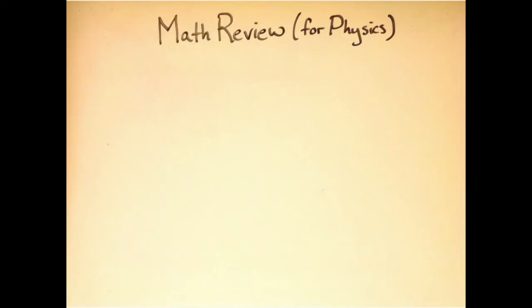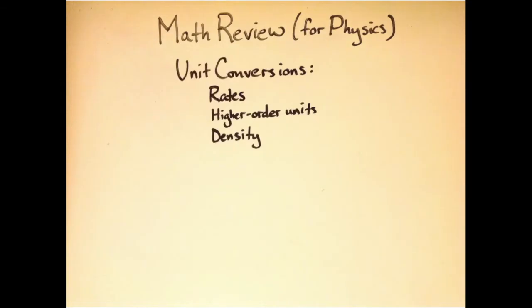Hey guys, we're going to do a little math review for physics since it's probably the beginning of the school year and you've forgotten some of the basic math that you need for doing physics. One area that people frequently have trouble with initially is doing unit conversions for things like rates, higher order units, and density units. So what I mean by a rate would be something like meters per second or miles per hour or whatever. Higher order units are going to be things like cubic meters, for example.